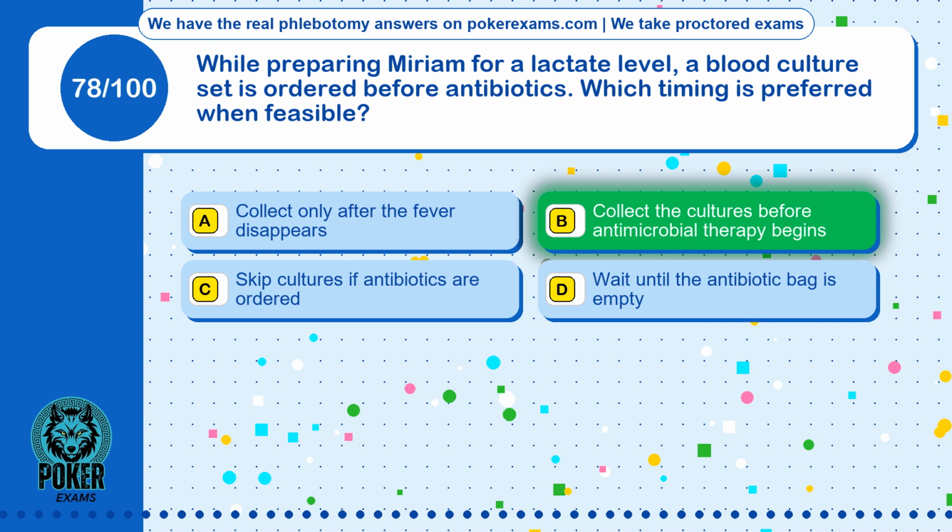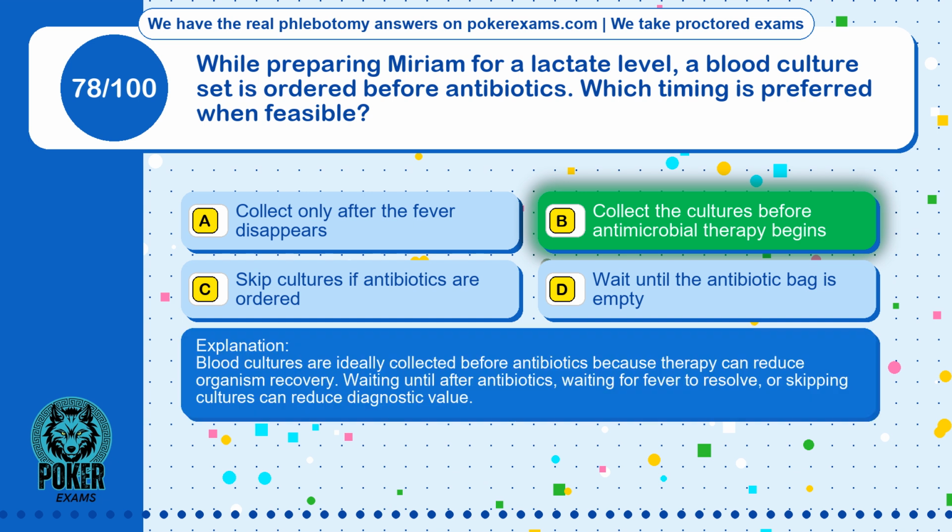The correct answer is option B. Collect the cultures before antimicrobial therapy begins. Blood cultures are ideally collected before antibiotics because therapy can reduce organism recovery. Waiting until after antibiotics, waiting for fever to resolve, or skipping cultures can reduce diagnostic value.